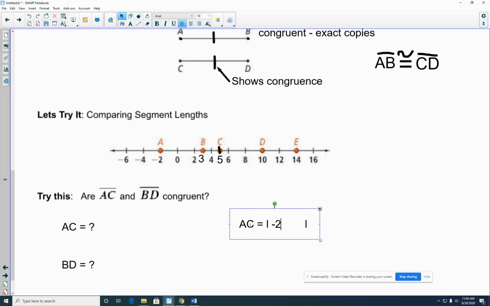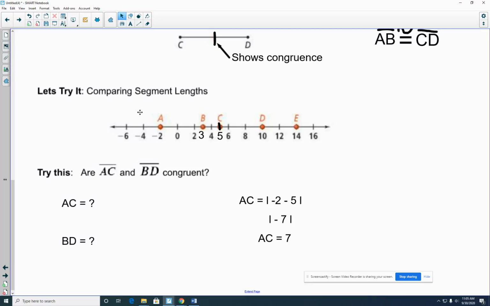So I have AC, which is -2, and C is going to be 5, so I'm going to do -2 minus 5. Now I can take the absolute value of -2 minus 5, which is the absolute value of -7. The absolute value of -7 is just 7. So AC equals 7.